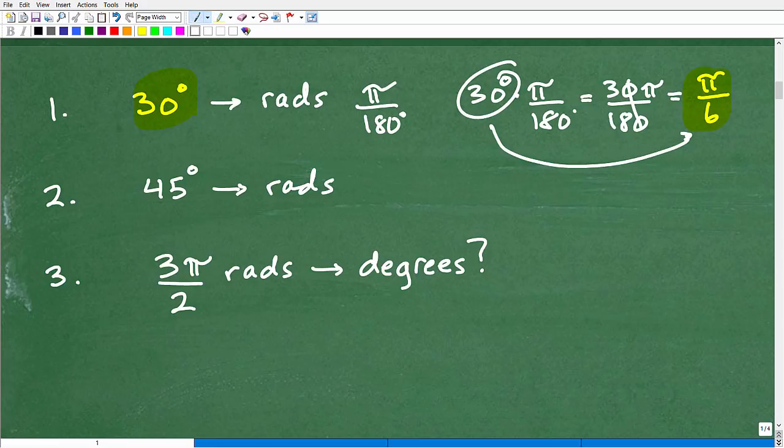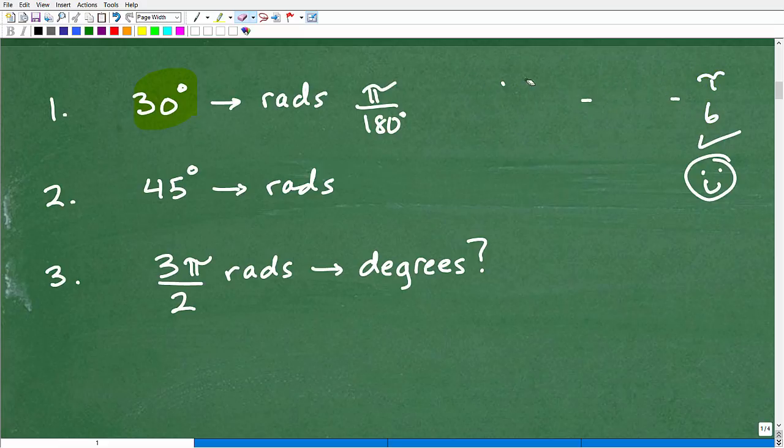Okay, now if you got that right, definitely give yourself a check mark and a happy face. That's pretty cool. All right, now let's move on to 45 degrees. So if you didn't get the first one right, you should be able to do the second one because here I just kind of showed you all the steps. We're going to be using pi over 180 degrees as our conversion factor. I'm going to erase this here, so if you want to write it down, pause the video. Okay, the only reason I'm erasing it is so I can have some room to work.